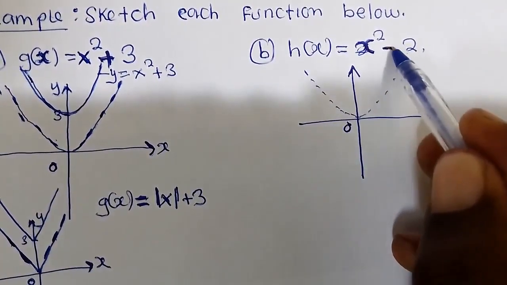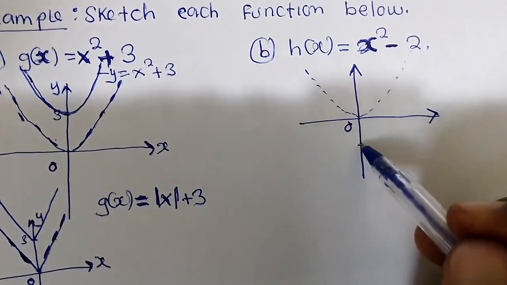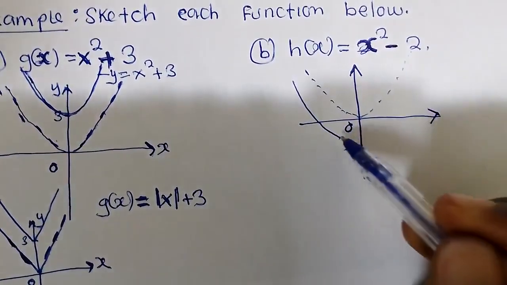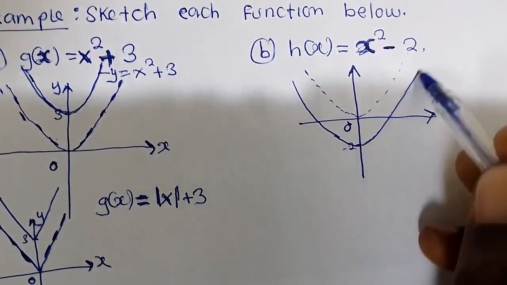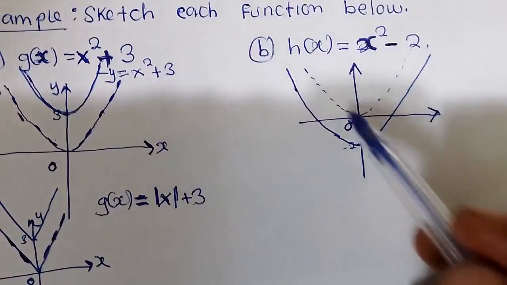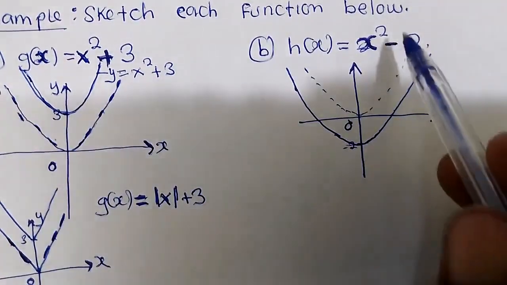Then when it is having a negative here, it is supposed to move what? Downwards. So let's say negative 2 is here. So the original graph will pass through there. This is the original graph. So this is a sketch. So we have plotted this.